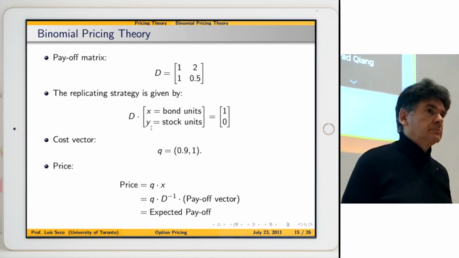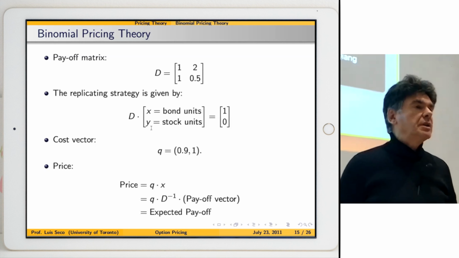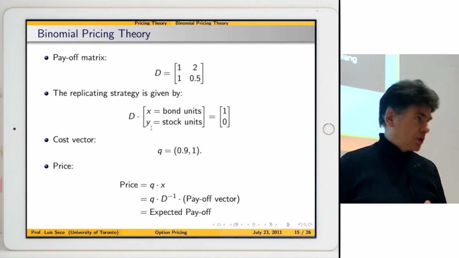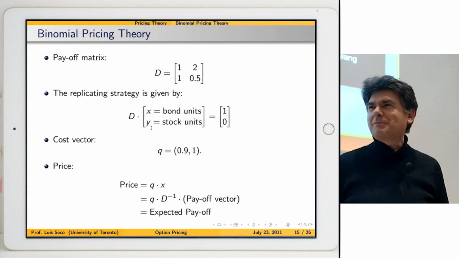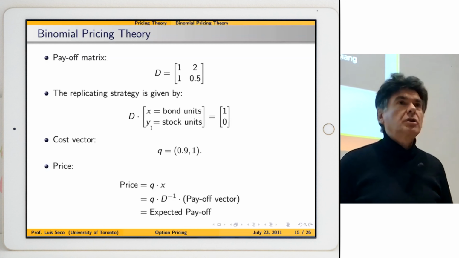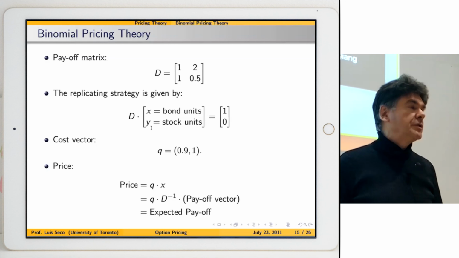The way we read the matrix is, instrument number one is the bond. If the stock goes up, it's worth $1. If the stock goes down, it's worth $1. The bond is always $1. Then the next column is the stock. If the stock goes up, it's $2. If it goes down, it's 50 cents. That's it. All the information about the market future values is in the payoff matrix.